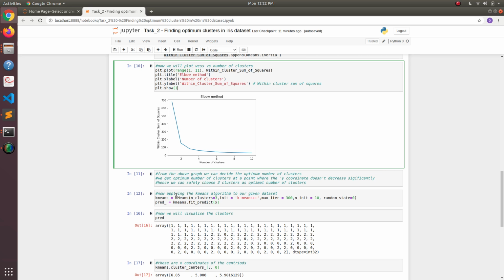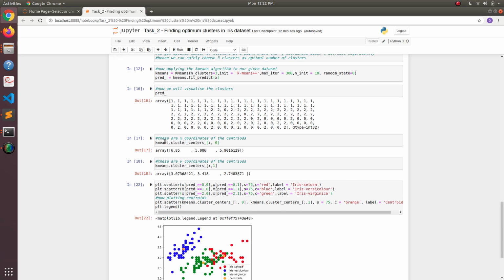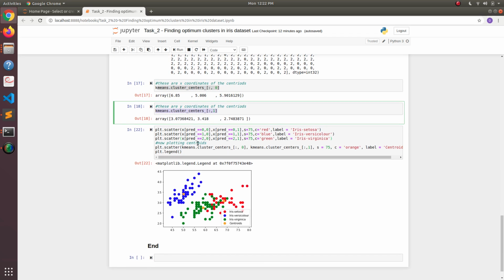Now we apply the K-means algorithm to our given dataset, and these are the x coordinates of the centroids, and these are the y coordinates of the centroids. Now we plot the centroids.